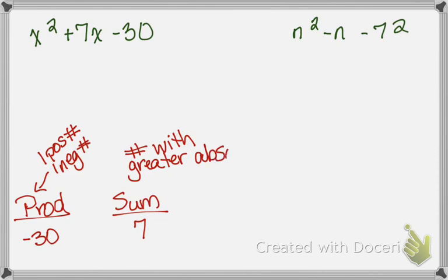Positive. Okay, because when I have one positive number and one negative number, I have to subtract their absolute values, and I take the sign of the number with the higher absolute value. So if I've got a negative product and a positive sum, I'm dealing with one positive number and one negative number. Because my sum is positive, my number with the greater absolute value is positive. Okay? Anybody have the two numbers?